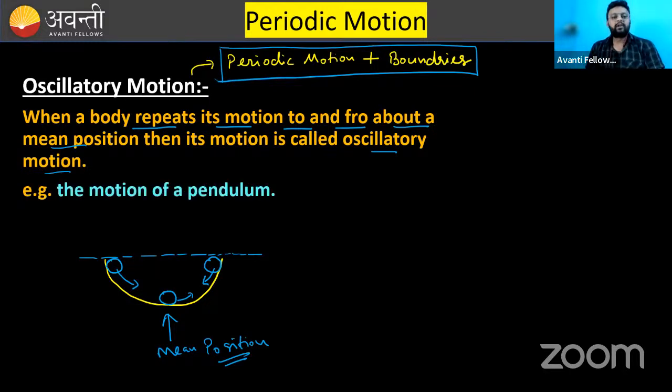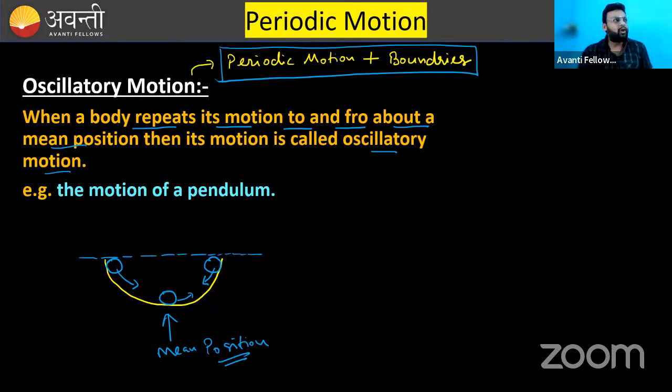Now, for example, the motion of a pendulum. Have you seen the pendulum in your wall clock? There is a pendulum thing, na? It oscillates continuously, and it has certain boundaries. So the motion of a pendulum is an oscillatory motion. I think the example is clear. I think everything is clear now.